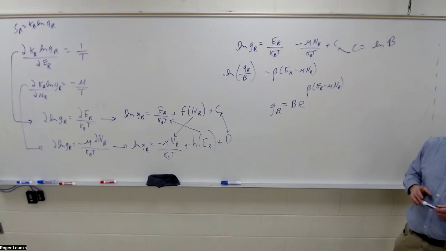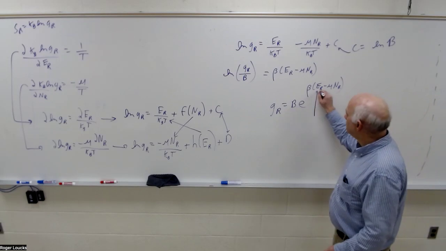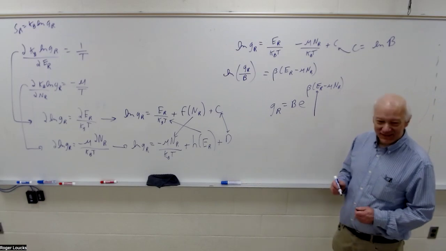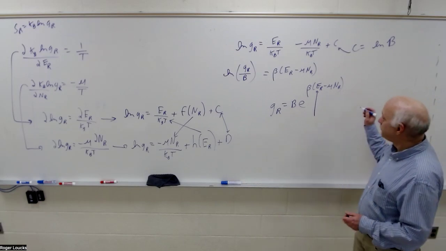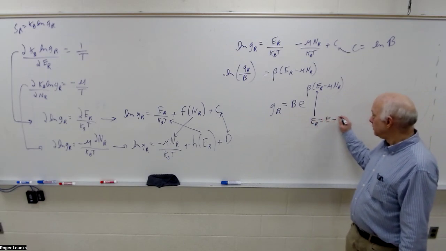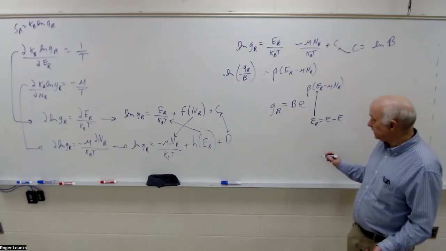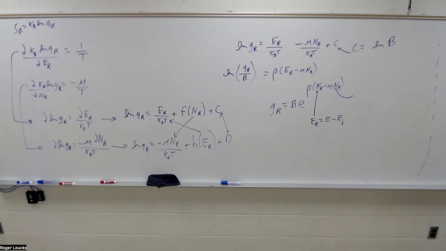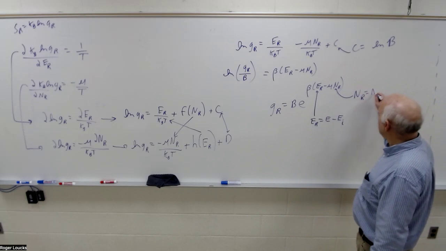Does everyone see the logic? Okay, it's quite beautiful. Now, do we know anything about ER? It turns out we don't. Look, class is over. Look at this. This ER has to be the energy of my whole system E minus the energy of my system ES, which I'm calling EI. And what about the NR term? My NR is N minus NI.